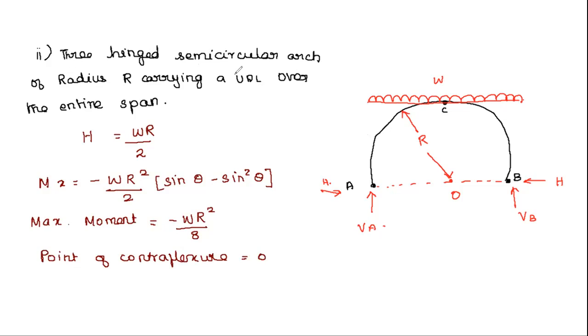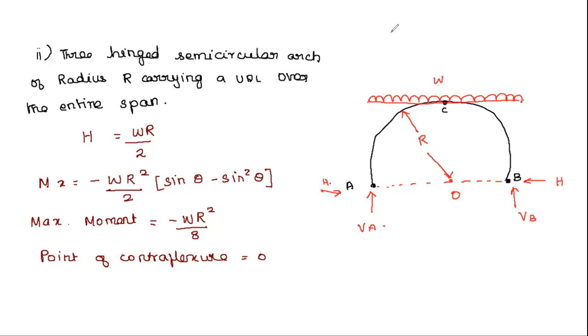So in case of a 3-hinged semicircular arch of radius r carrying a UDL over the entire span, the horizontal thrust H is equal to WR by 2. And when we take moment about a point S, the formula will be minus WR square divided by 2 into sine theta minus sine square theta. And the maximum moment is minus WR square by 2 minus WR square by 8. And there won't be any point of contraflexure.